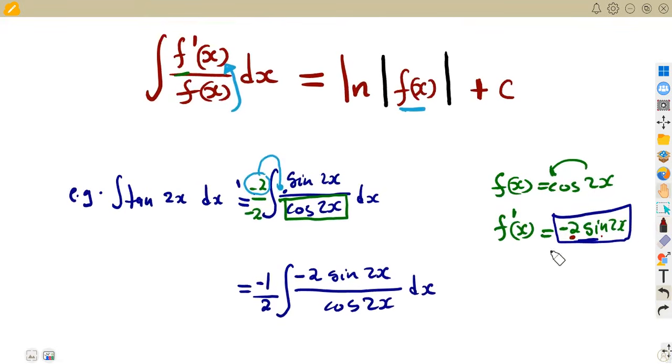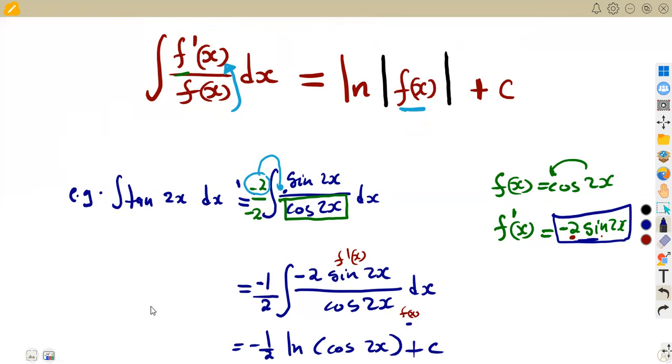So our concept is that this is our f of x, and this is the corresponding derivative, as we saw here: the derivative of cos 2x is minus 2 sine 2x. So the law states that if this is representing f of x and this is the corresponding derivative, the answer is going to be ln f of x, which is ln of the function. So we're going to have minus half ln of our f of x. Our f of x is what? It's cos 2x. So it is going to be ln of cos 2x in this case, plus the constant of integration. That's it, we are done.